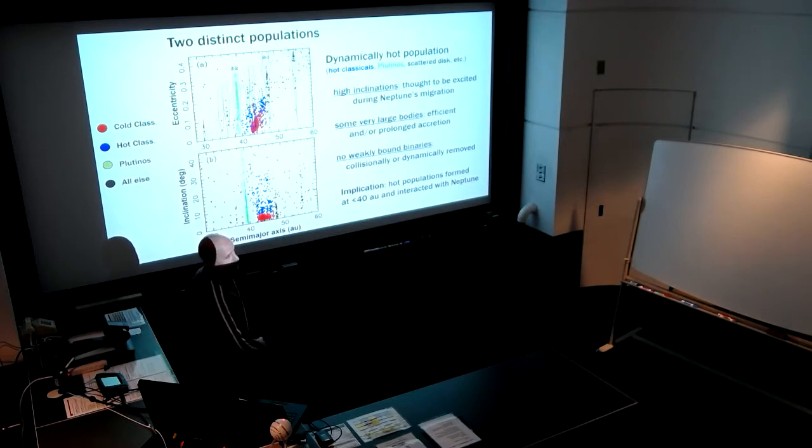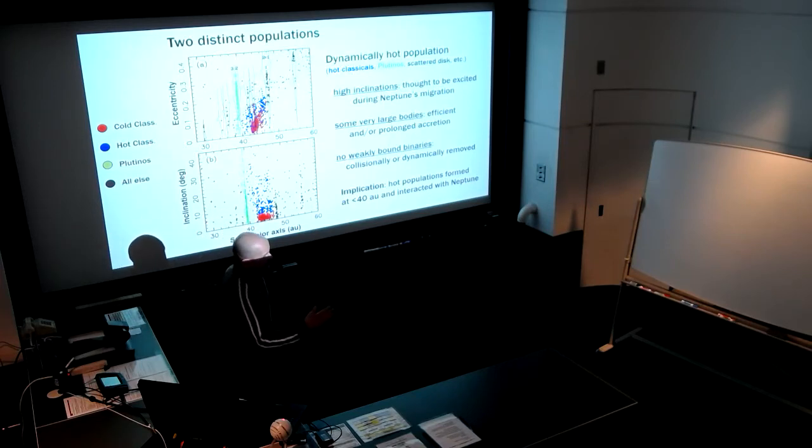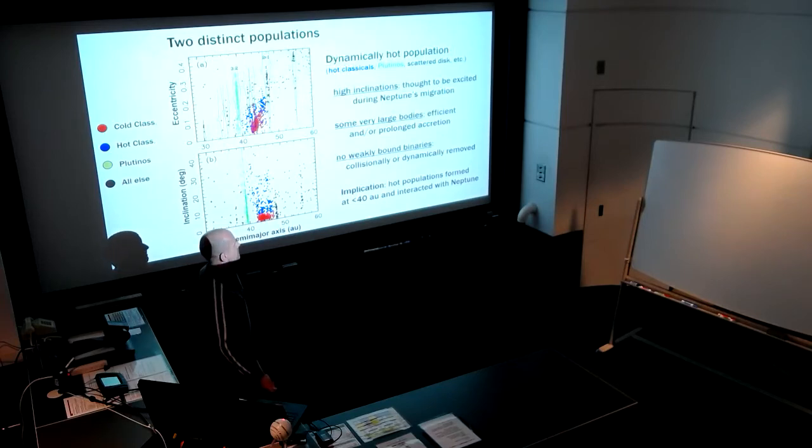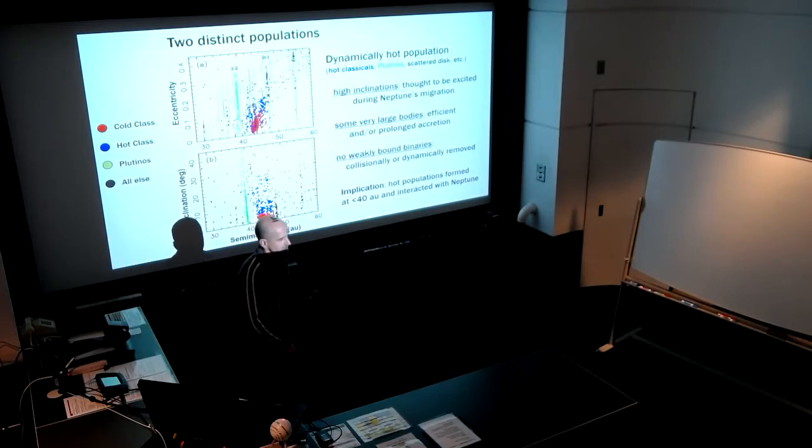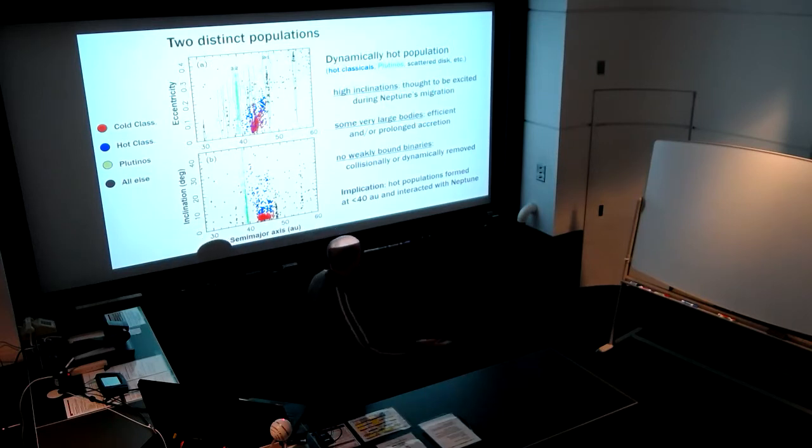So these bodies have high inclinations, which is thought to be excited by Neptune's migration. They have very large bodies, like Pluto, Eris, Makemake, and many others, Haumea, which is probably a sign that the accretion continued beyond the initial formation of small planetesimals, maybe pebble accretion. And there are no or almost no weakly bound binaries, which, as I discussed in the third part of this talk, is a sign of collisional and dynamical removal of these binaries. So the implication is that the hot populations formed below 40 AU and were implanted into their current orbits by migrating Neptune.